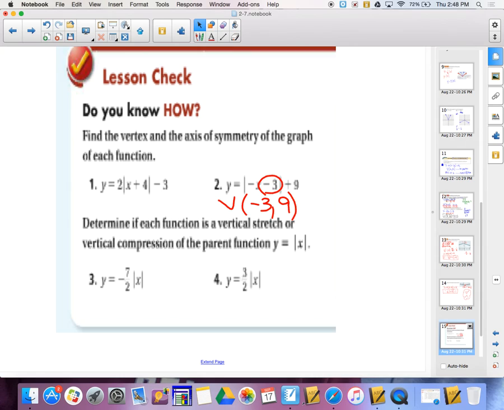Reflect it. The next one is y equals 3 over 2 times the absolute value of x. Why is that one a stretch? Because 3 over 2 is bigger than 1. Any questions?